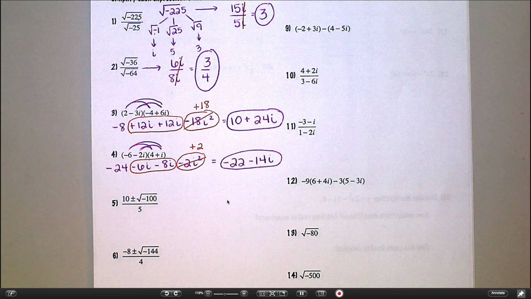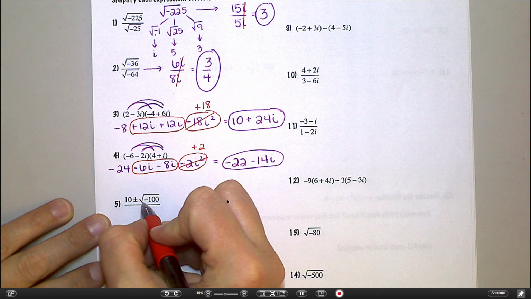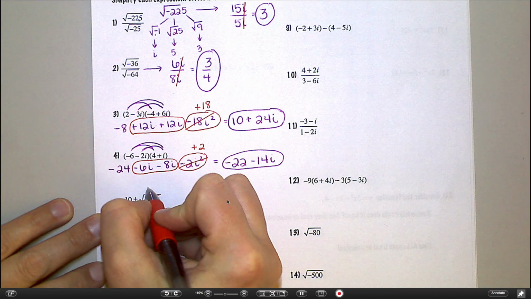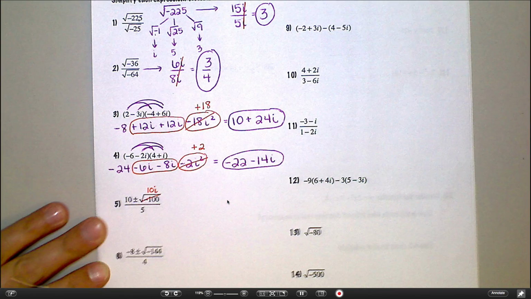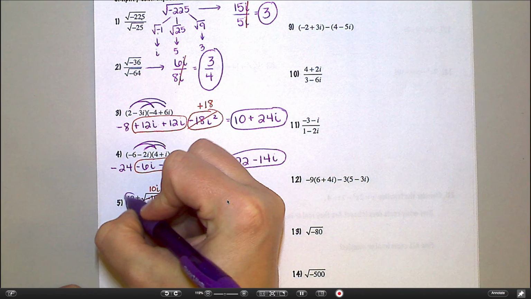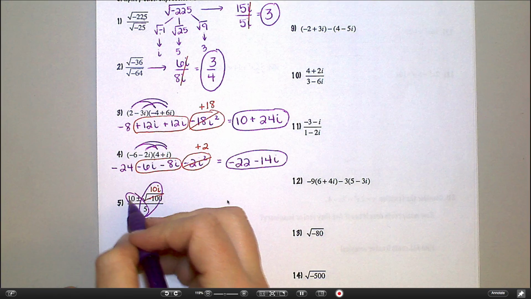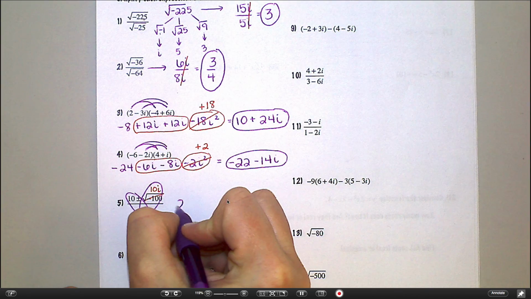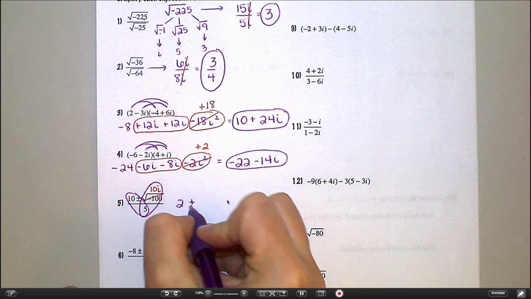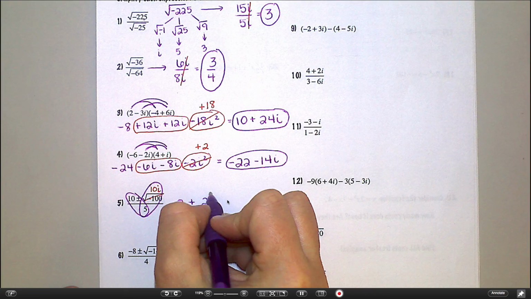Okay, so next one, 10 plus or minus square root of negative 100 over 5. Well, the first thing I would do is say, I know that the square root of negative 100 is 10i. That should be a pretty obvious one, right? And now this 5 down here means that I'm dividing this by 5 and I'm dividing this by 5. So 10 divided by 5 is 2, plus or minus, and then 10i divided by 5 is 2i. And that's just where I would leave my answer.